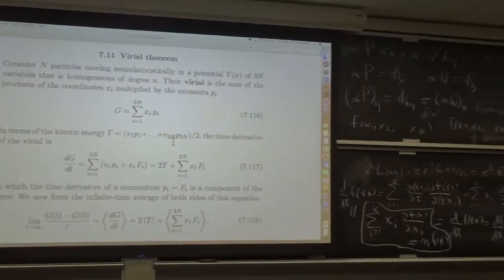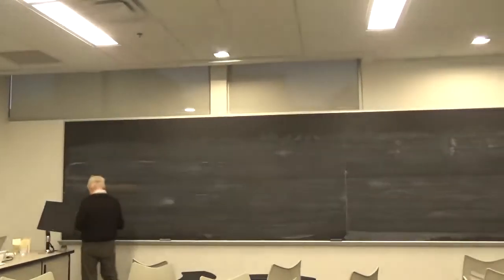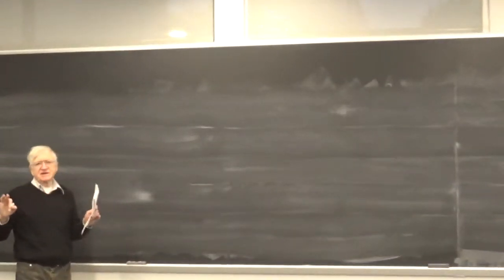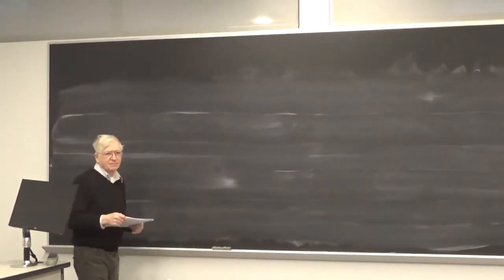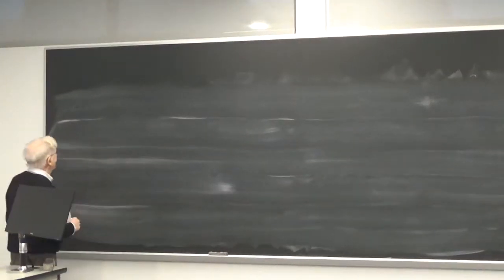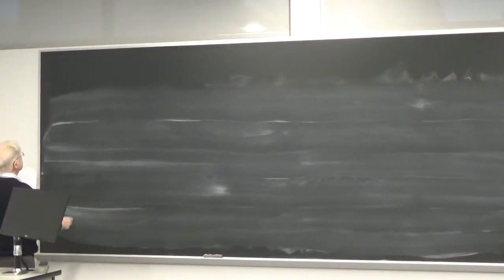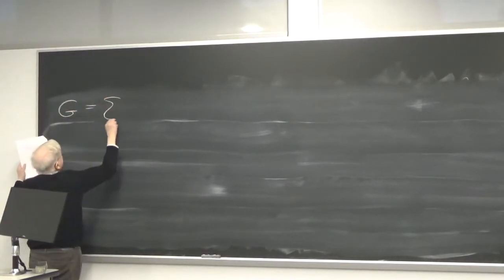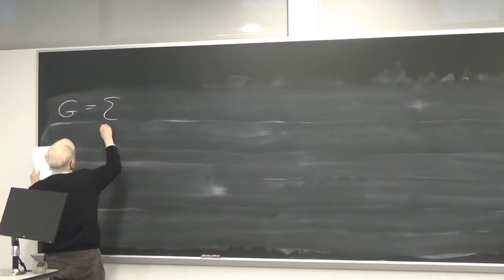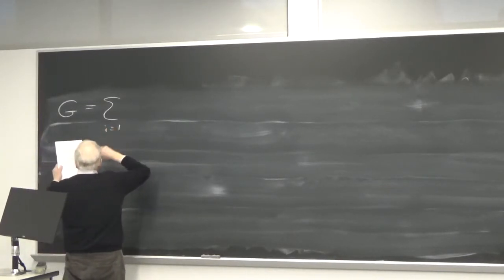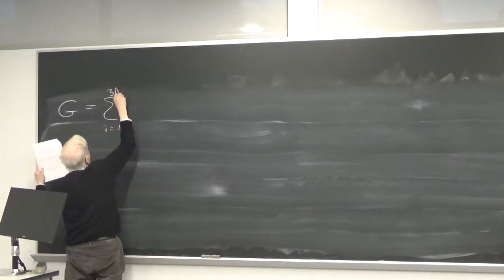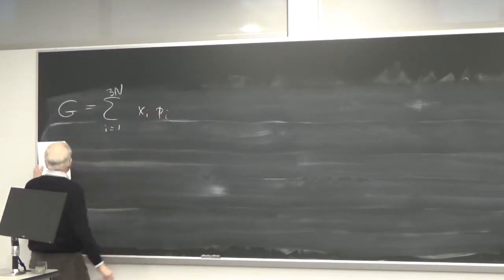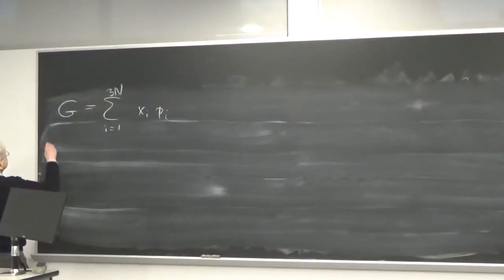So, right. This virial theorem, first of all, I'm working here in the context of Newtonian non-relativistic mechanics. Presumably one could consider quantum mechanics or relativistic mechanics. Anyway, let's define the virial for N particles with 3N coordinates x_i and momenta p_i. So this is called the virial.